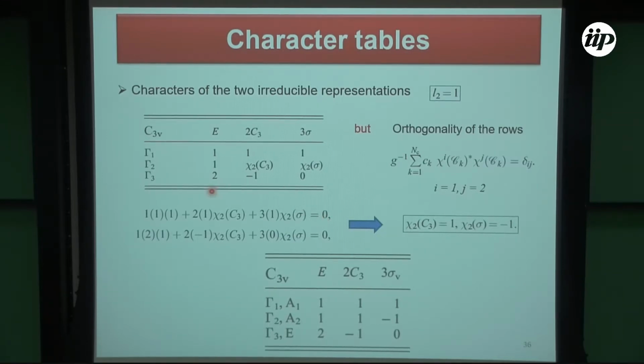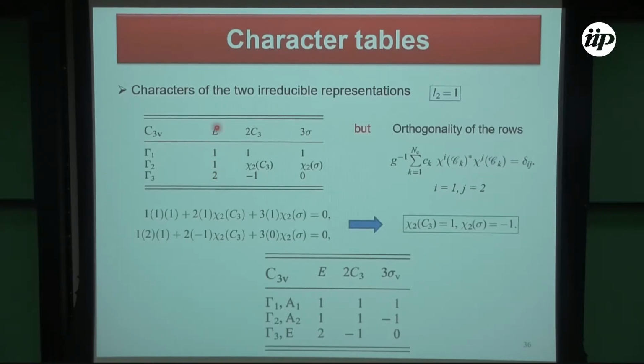So I don't know if you get here again. 1, because I have just one element here, times this number here. Then I have 2 times this number here. Then I have 3 times this number. The sum of this is 0, because these two lines are orthogonal. Okay, then I can do the same between these two lines here.